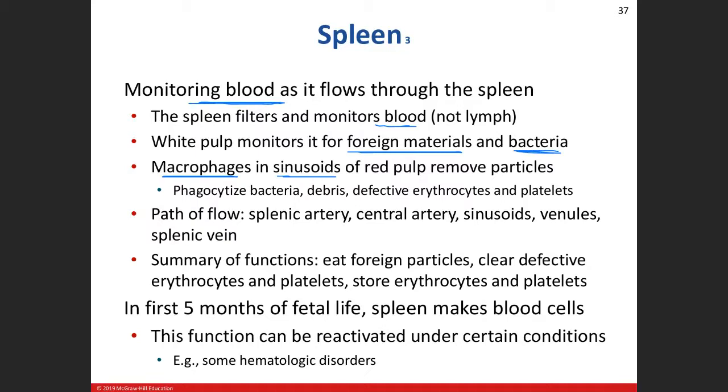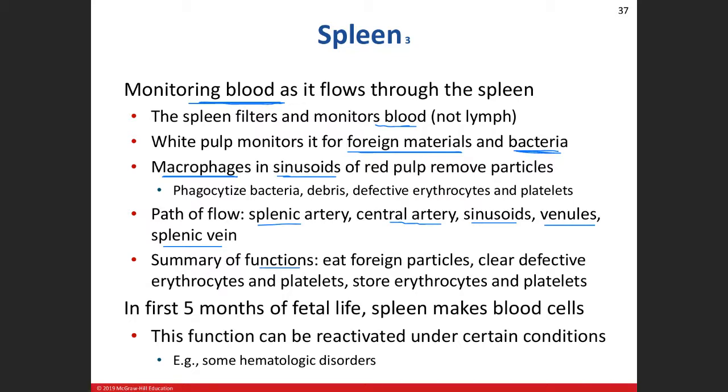So blood enters into the spleen through the splenic artery. It then travels into the central artery, and down to the sinusoids, where a lot of that filtering and monitoring occurs. And then it's going to leave the spleen. After the sinusoids, it moves into the venules and then eventually into the splenic vein, which then meets up with the inferior mesenteric vein, and then that will dump into the portal vein. You should know that, right? You guys know that, right?